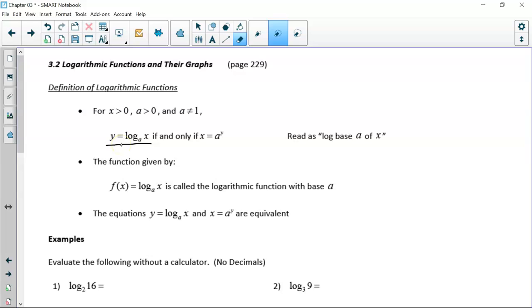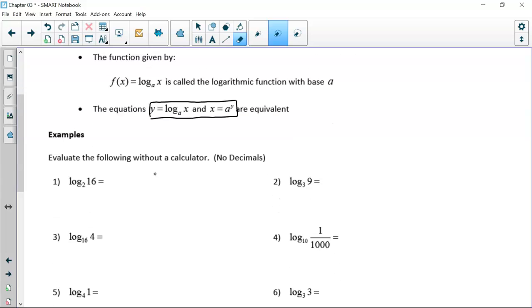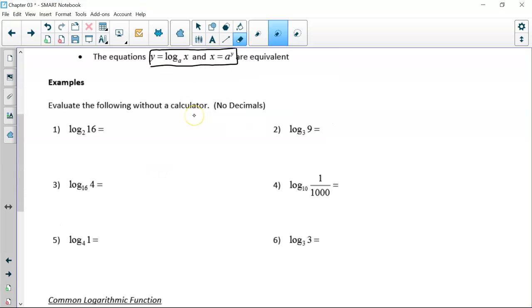We'll be talking about how to rewrite from logarithmic form into exponential form. So these are equivalent forms: y equals log base a of x, and x equals a to the y. So keep that in mind. That's really important. So we're going to evaluate these without a calculator. Your calculator does have a log button, but that log button is only for log base 10.